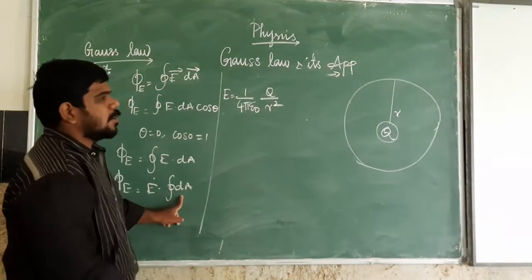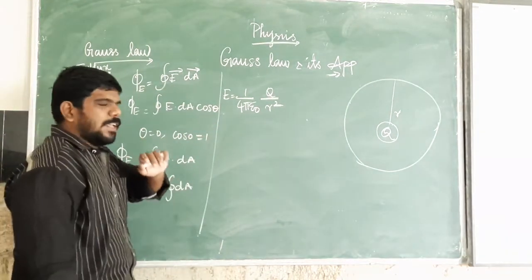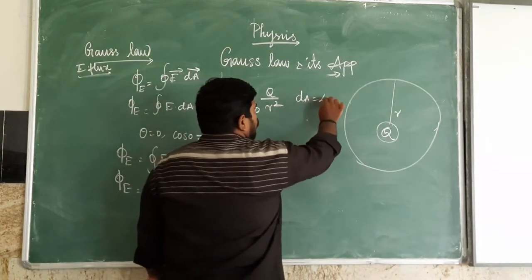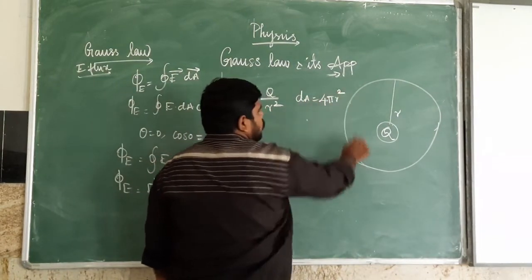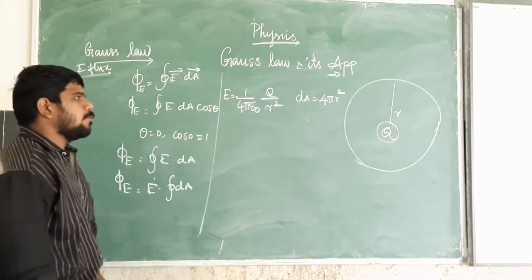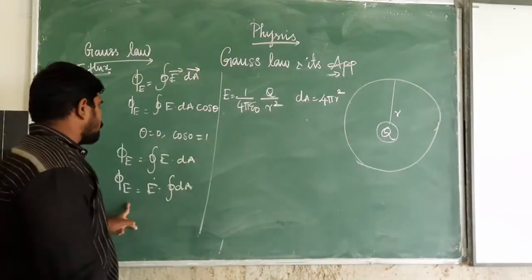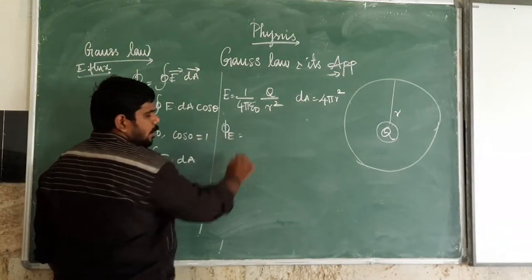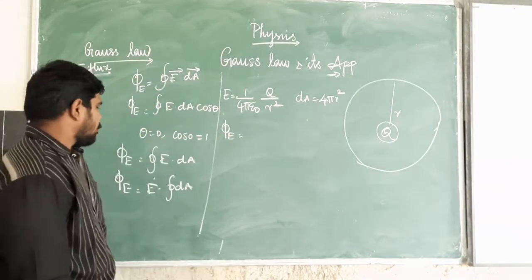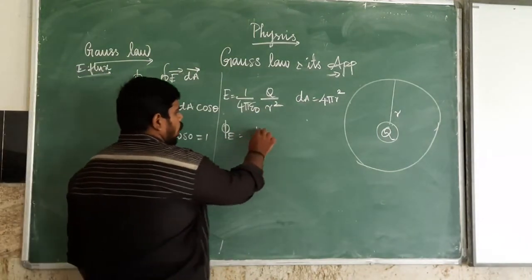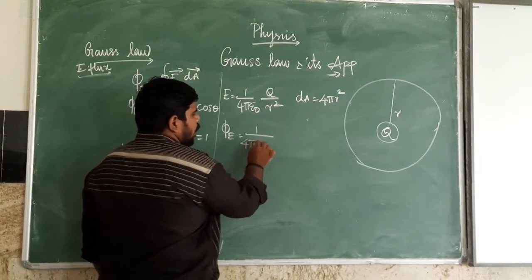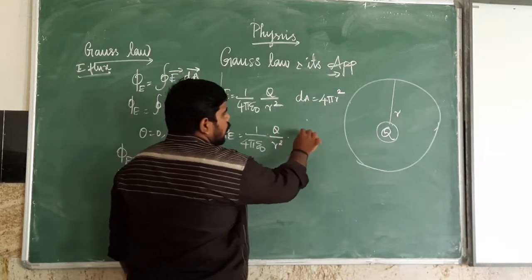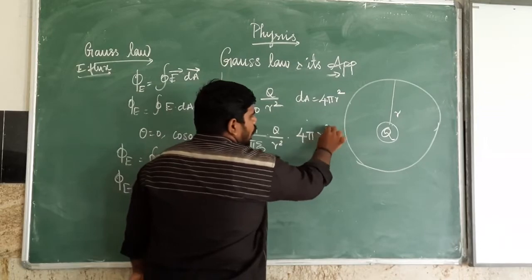And the next one, the surface area of a sphere. What's the formula for the surface area of a sphere? dA is equal to 4 pi R square. So both are substituted in this expression, and we get the total electric flux phi of E is equal to 1 by 4 pi epsilon 0 into Q by R square into 4 pi R square.